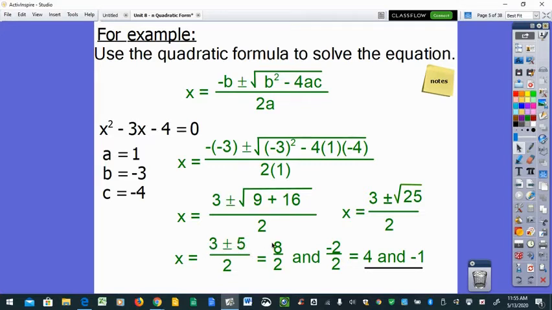3 plus 5 is 8, divide by 2. 3 minus 5 is negative 2, divided by 2. And this parabola, which is going to be opening up because it has a positive a, is going to intersect the x-axis at positive 4 and negative 1. When I look at these answers, because they're integers, this could actually have been factored. But I'm going to start with some nice ones so that you can just get comfortable using the formula.